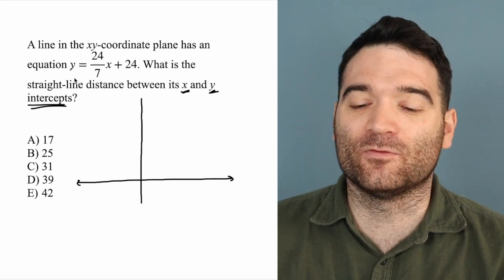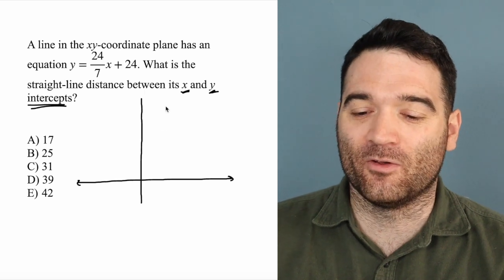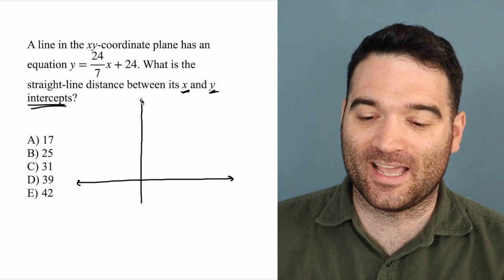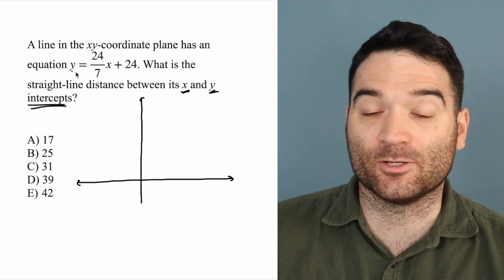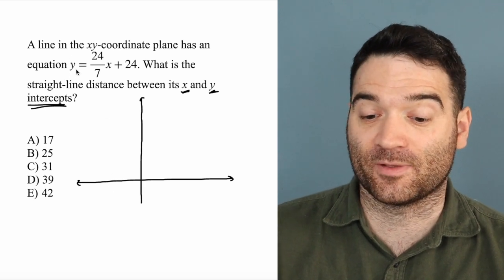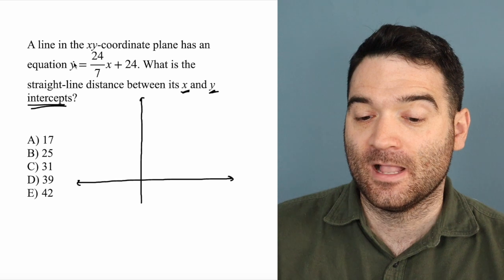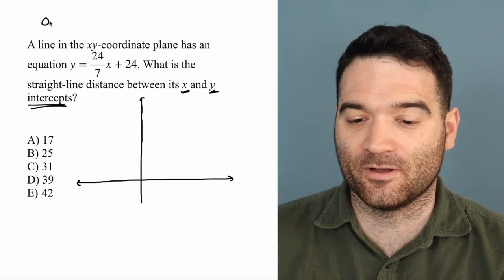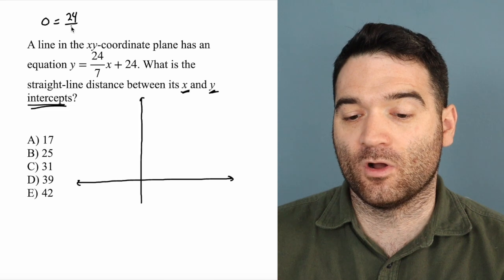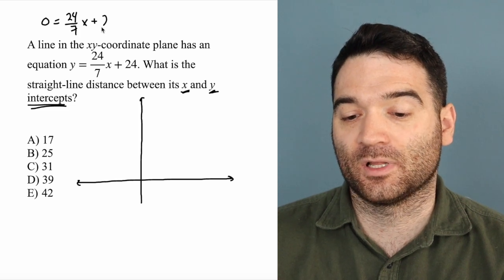So maybe you've graphed this line already on your own, but we don't even need to graph it to find the x and y intercepts, right? What's the value when y is 0? That's going to be the x-intercept. When y is 0, so I'll plug in 0 here, I get 0 equals 24/7 x plus 24.